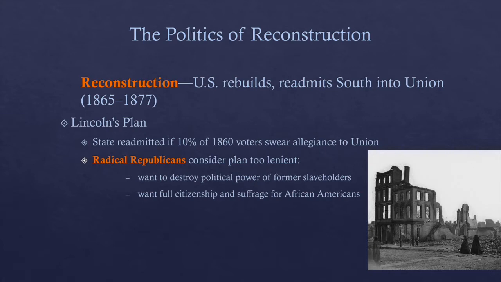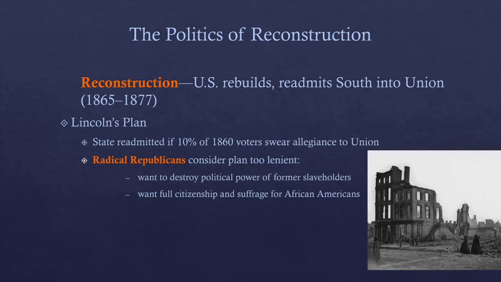No one can say for certain exactly what President Lincoln would have done during this time period had he lived, because of course he will not have the opportunity to lead the nation through Reconstruction. But we do know what he had proposed doing, which was a rather charitable plan toward the Southern states. He said that once 10% of the voters from the 1860 census were to swear an oath of allegiance to the United States, that state could be readmitted into the Union.